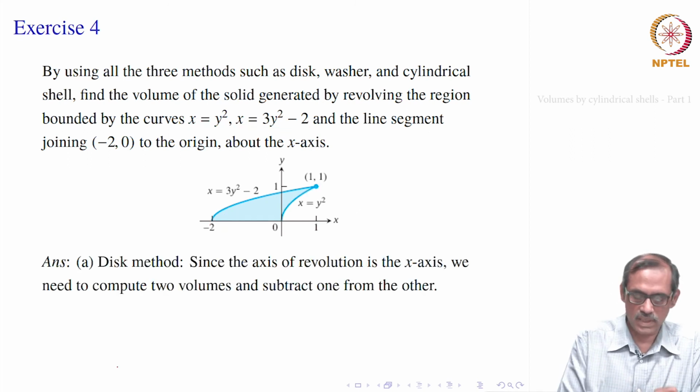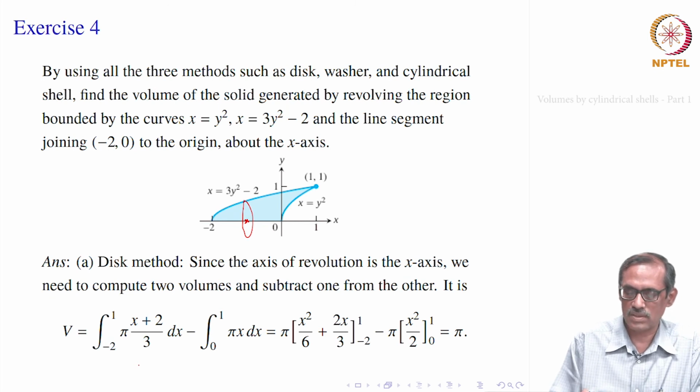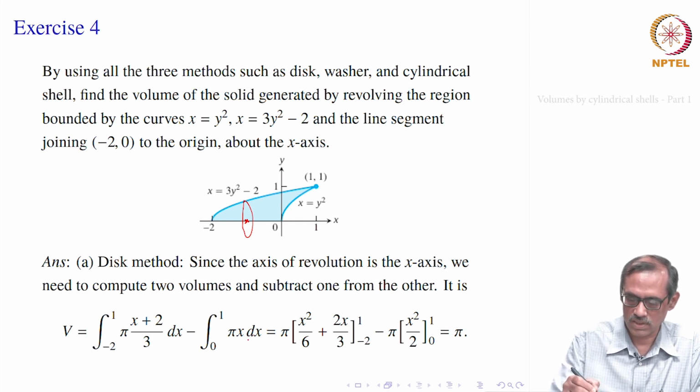So, in the disk method, what will happen? This will be the disk radius. What is the radius? Say it is x, then the curve is 3y² minus 2. So, that gives you pi into (x plus 2)/3. This is x, revolved about the x axis, so it gives pi into (x plus 2)/3 minus pi x dx. This is (x plus 2)/3 and this is x, which come from the disks.